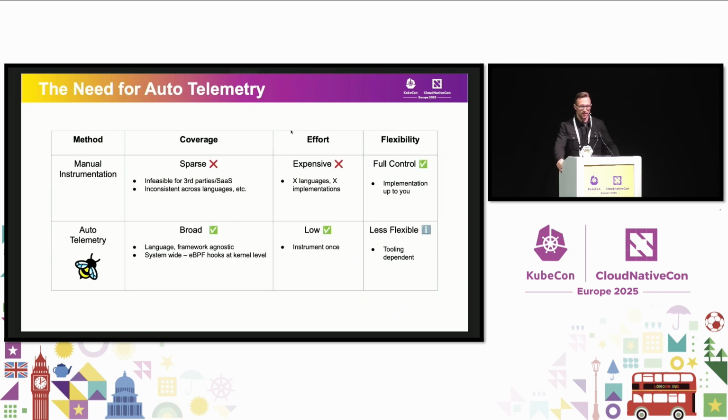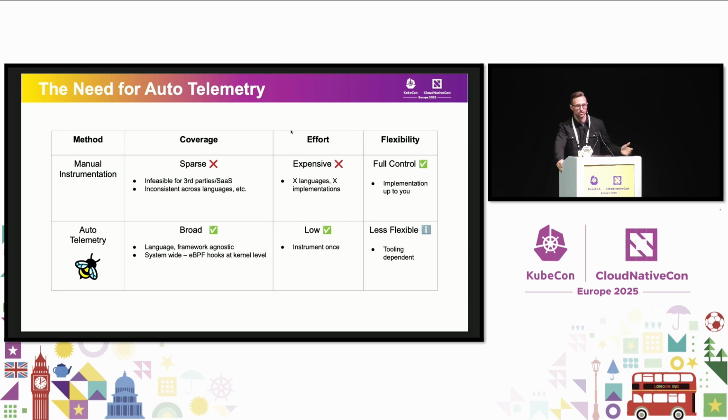This is where eBPF comes into the picture. So we're going to compare how you would traditionally do monitoring and observability against how auto-telemetry works. And so there's sort of 3 verticals to think about. There's coverage, effort, and flexibility.